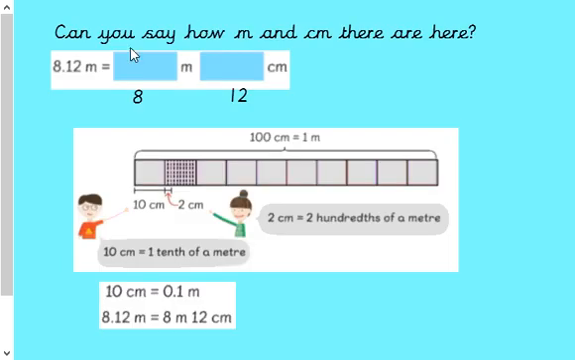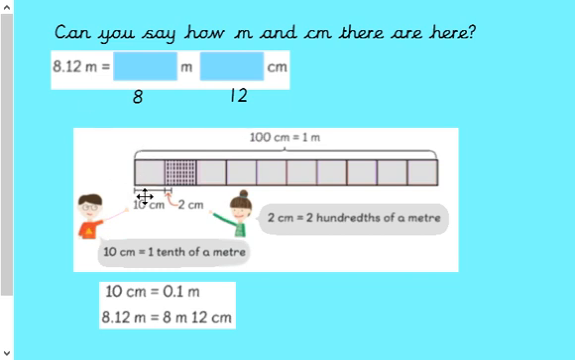Okay, the question up the top here is saying, can you say how many meters and centimeters there are here? 8.12 meters. Well, we can see there, whole meters are 8. So we know that we've got 8 meters. The real tricky part here is what comes after the decimal point. It says 0.12 of a meter. Well, if we put that back onto a bar, we can see there our whole bar is 1 meter or 100 centimeters.